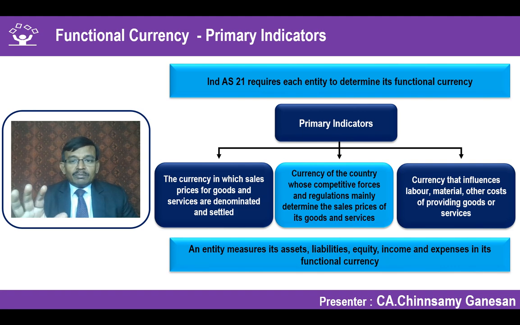So the moment I have decided the functional currency, all the assets, liabilities, equity, income, expenses, that's the five elements in the financial statements, right? All of them have to be accounted as per functional currency. If any other currency is involved in a transaction, that is considered a foreign currency, and the adjustment has to happen for the remeasurement. Okay, we have understood the primary indicators.